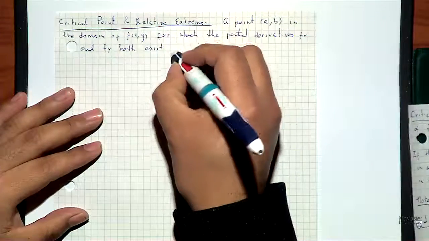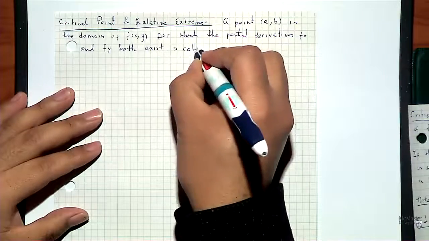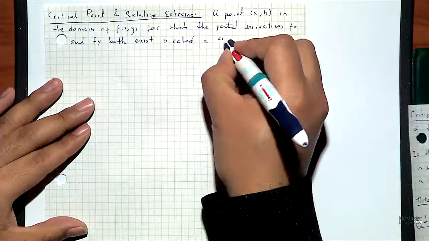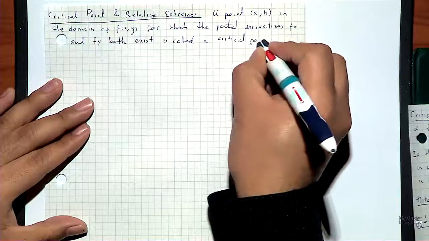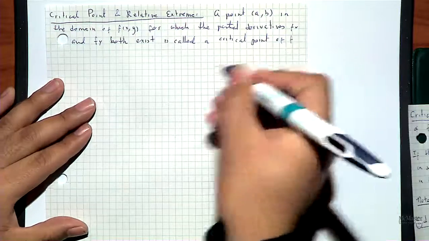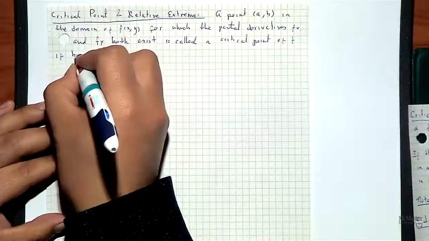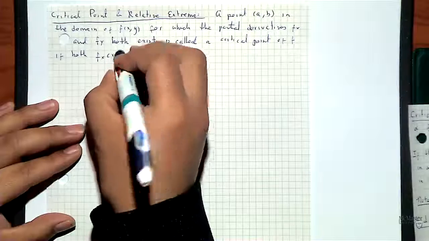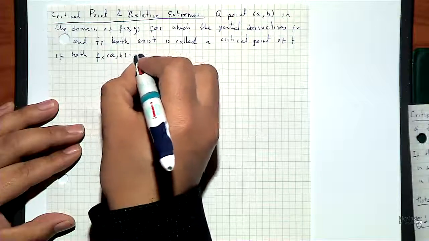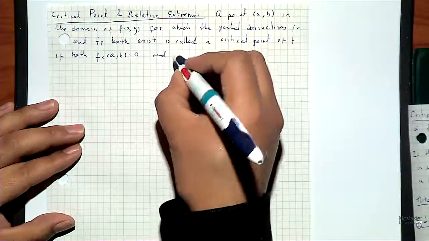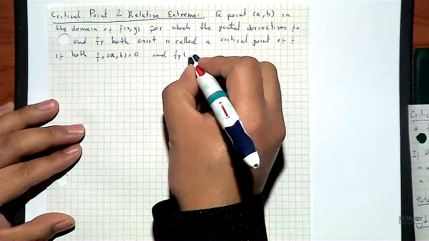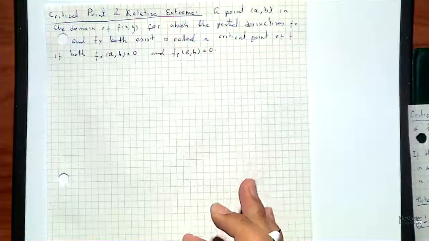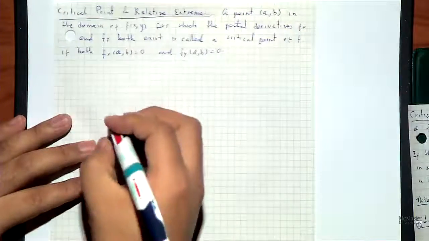Now, it will be called a critical point of f if both the partial with respect to x of f at that point (a, b) is equal to 0, and the partial with respect to y at the point (a, b) is equal to 0. So that's just an iteration of the definition that we did before. However, the relation is this.